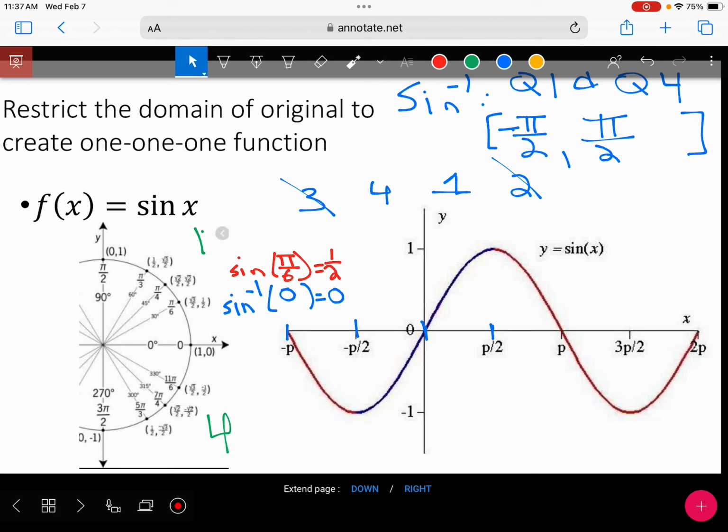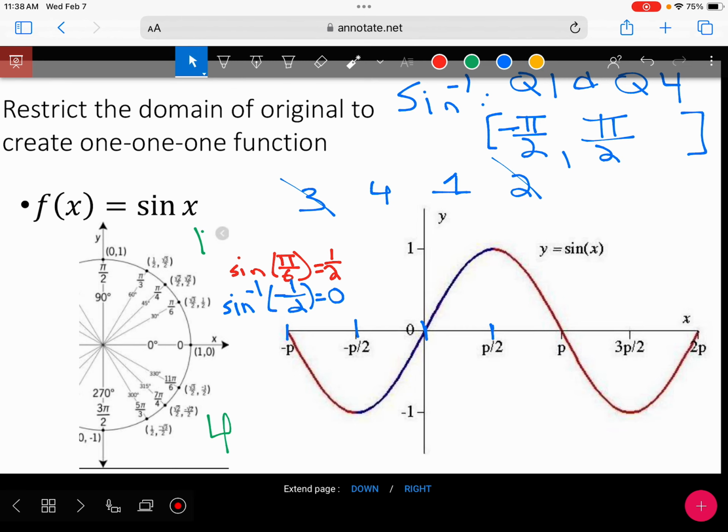If I asked you the inverse sine of negative 1/2, what would you say? First, you have to look at, okay, on quadrants 1 and 4, where's my y coordinate, negative 1/2? Okay, it's right there. Oh, my answer is 11 pi over 6. You would receive partial credit for that, but you don't receive full credit. And the reason is 11 pi over 6 is not between negative pi over 2 and pi over 2.